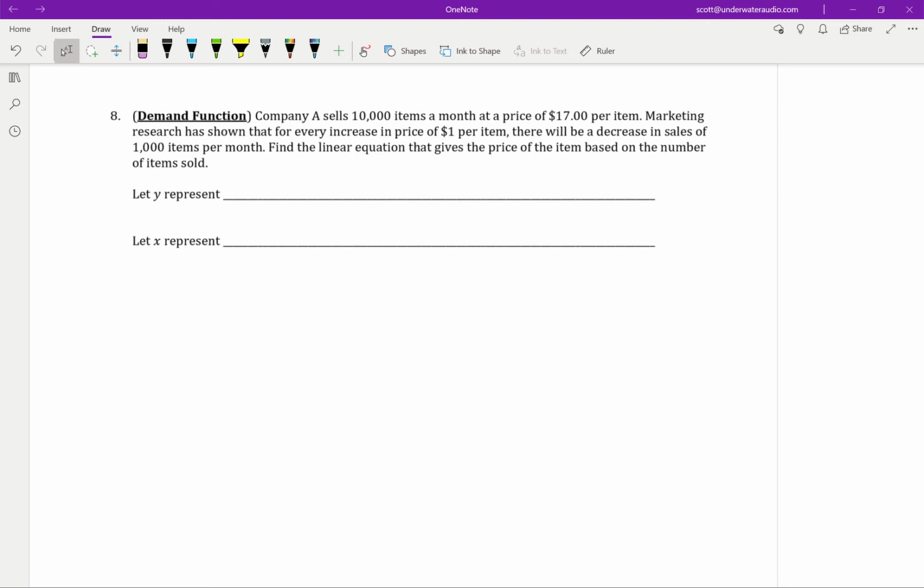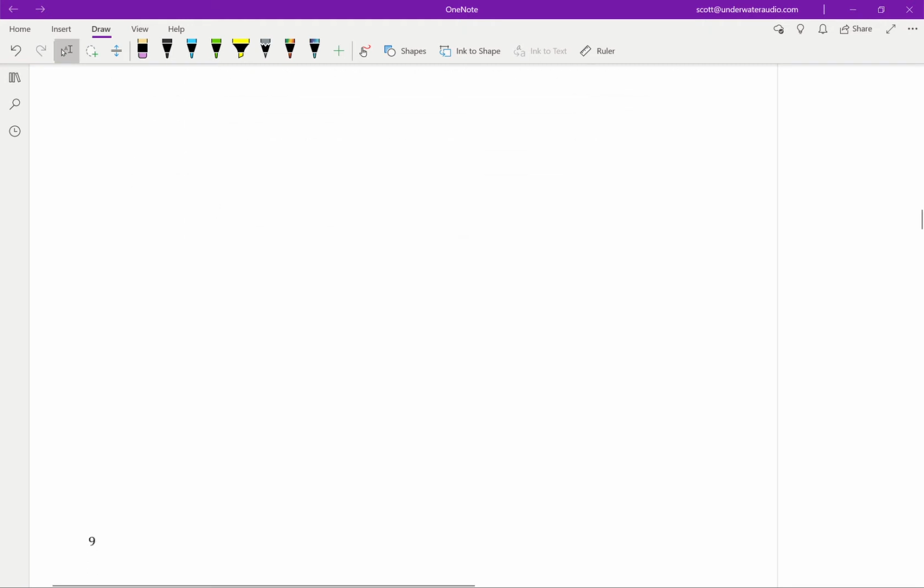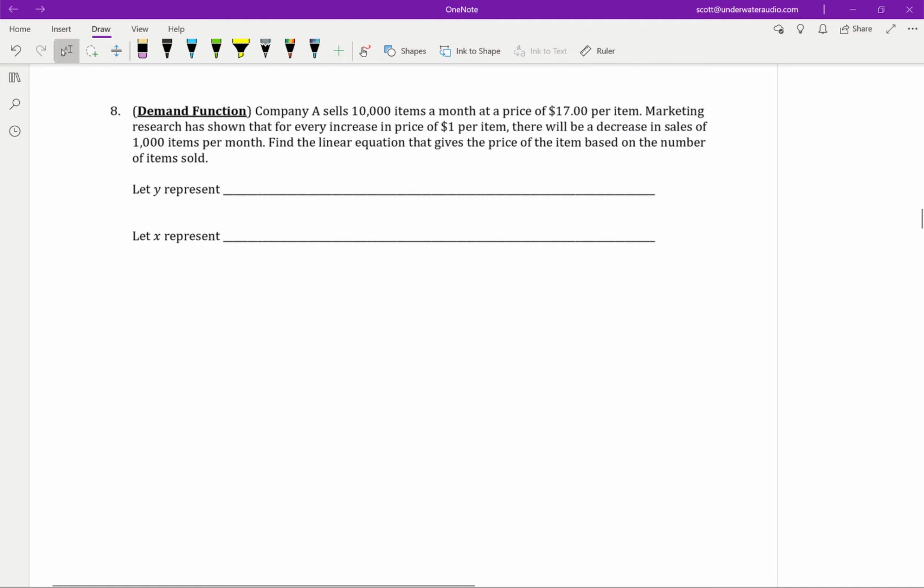Okay. All right. I think this is our last problem for the section. It is. Okay, cool. Last problem for the section.